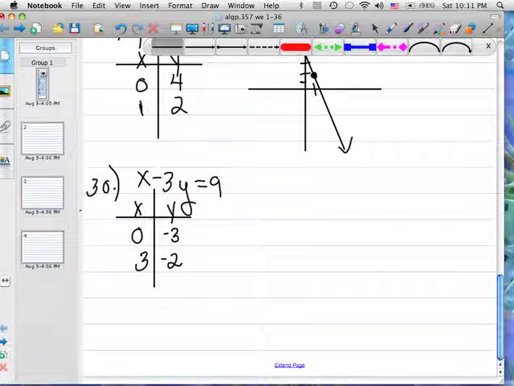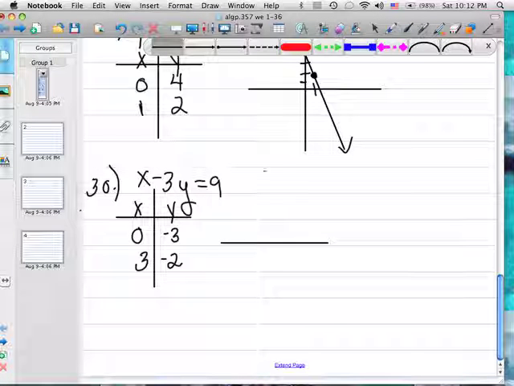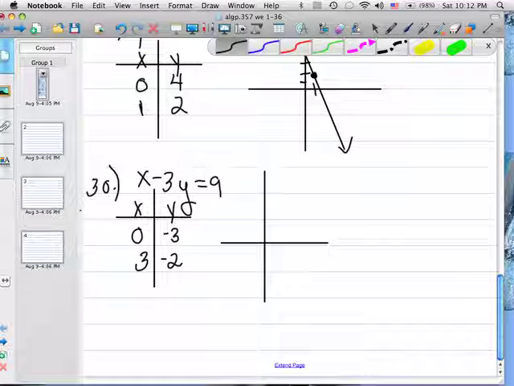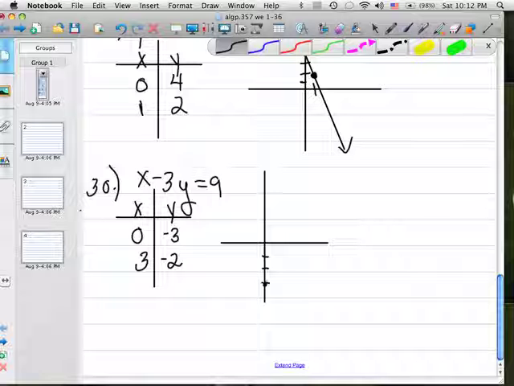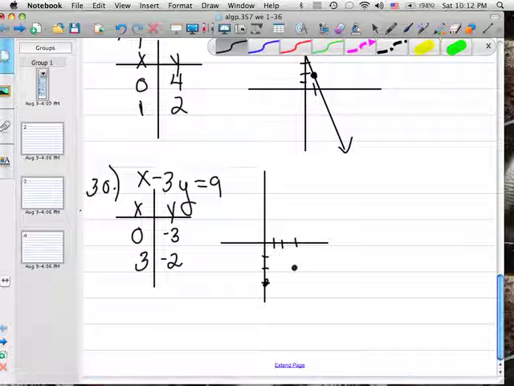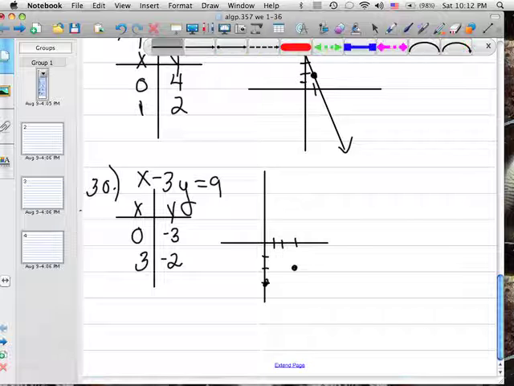There's lots of ordered pairs that you could come up with. You just want to make sure the numbers are not too big so you can graph them. So if x is 0 and y is -3, if x is 3 and y is negative 2. Then this would be my line.